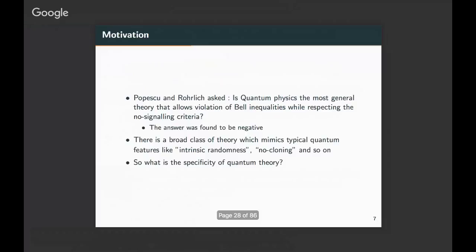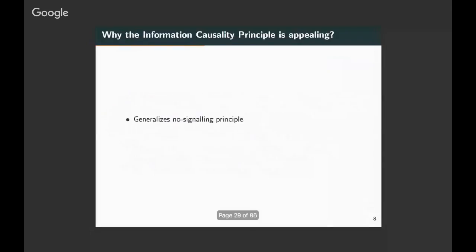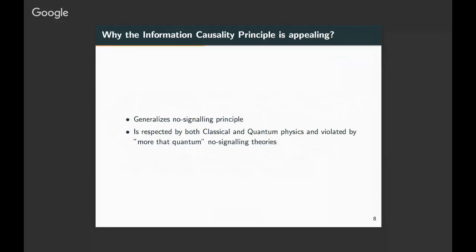And the authors of this paper come up with an important principle called the information causality principle. And the beauty of this principle is that it generalizes the no signaling principle. We know that according to the no signaling principle, if there are two parties who are space-like separated, then one's action can't affect another's action. The events can't talk to one another. So the information causality principle generalizes the no signaling principle, and it is respected by both classical and quantum physics, but violated by more than quantum no signaling theories.